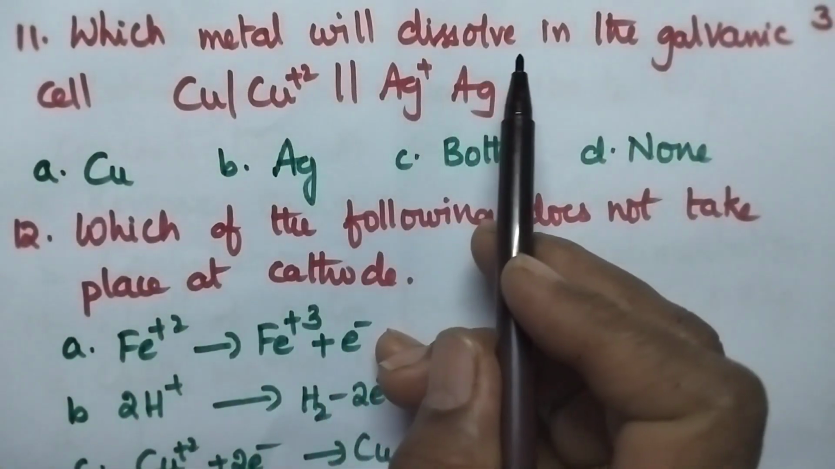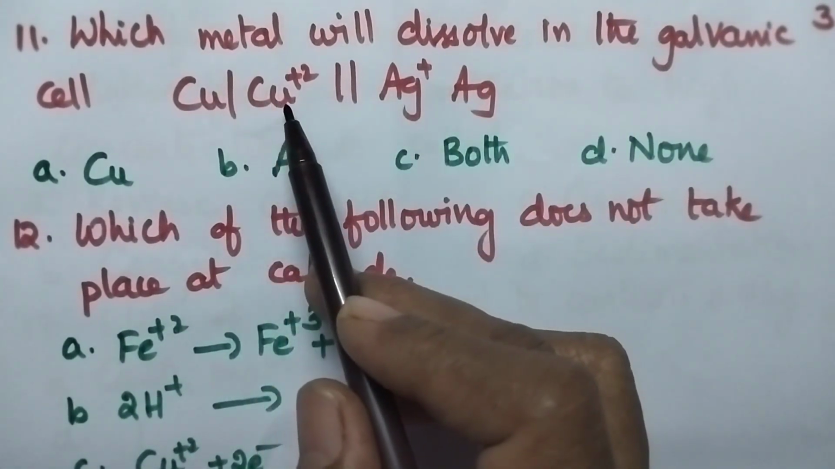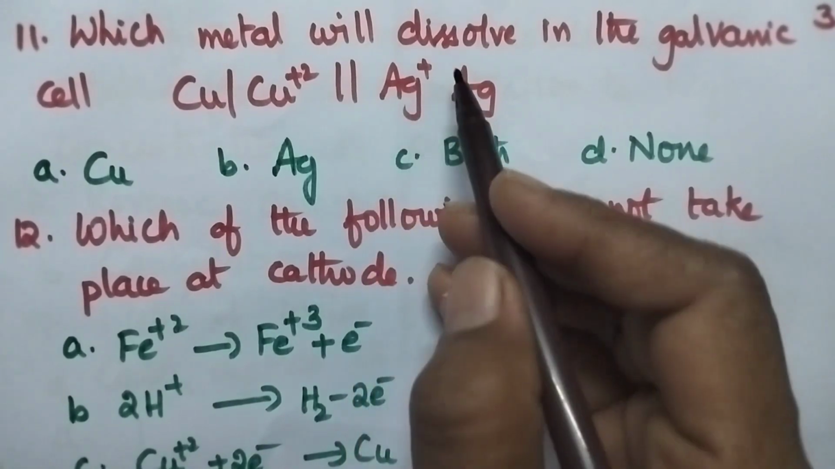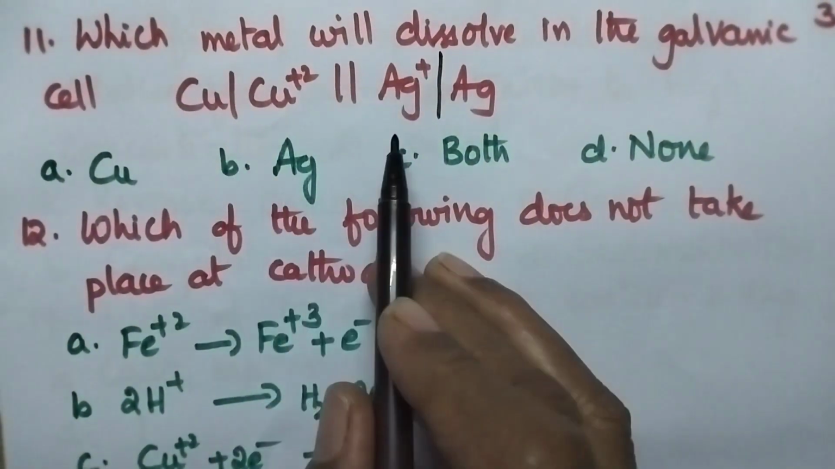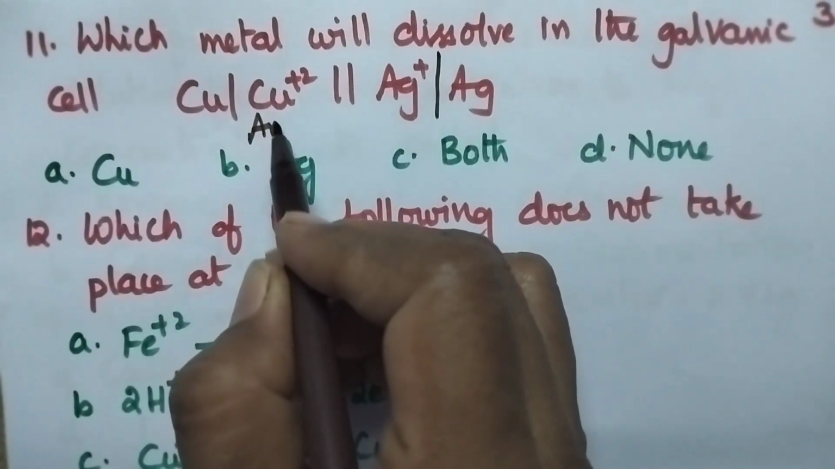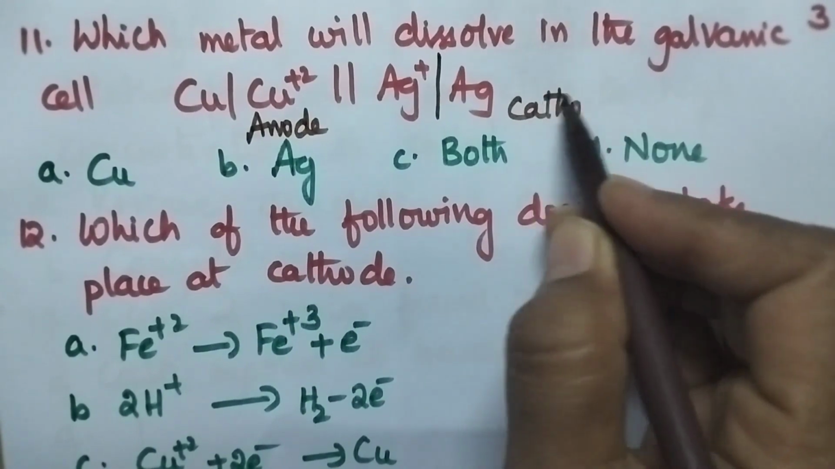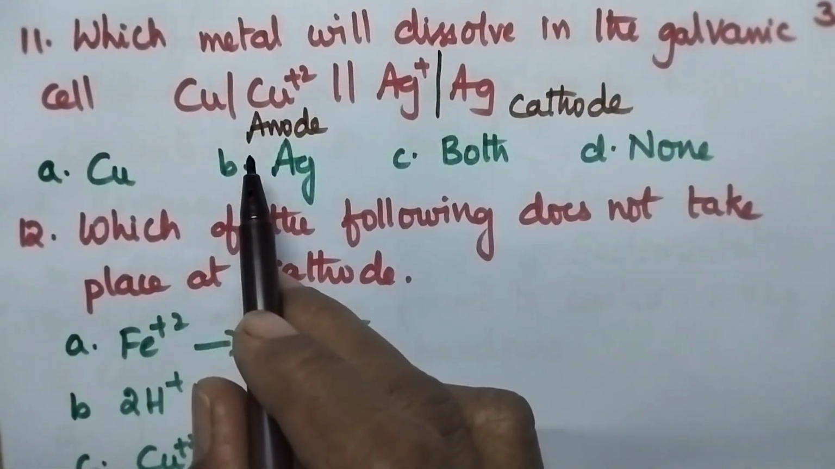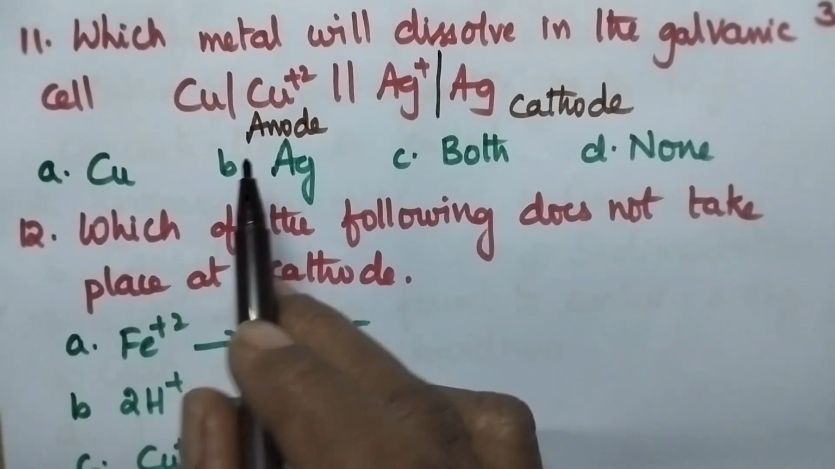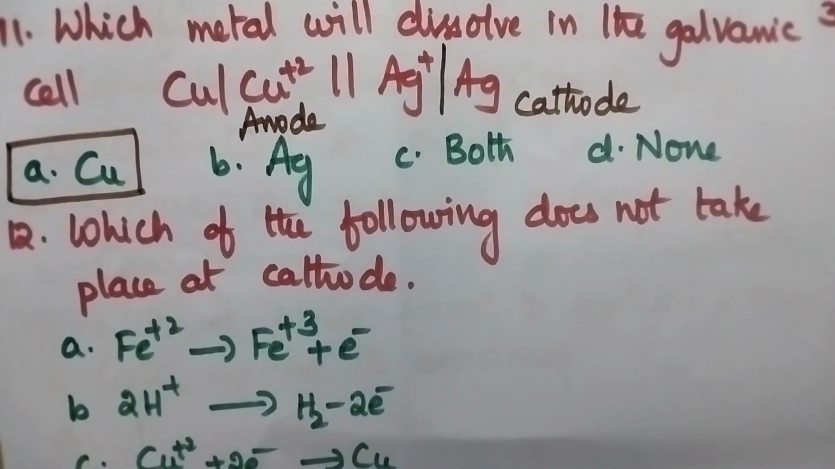Which metal will dissolve in the galvanic cell? Copper, Cu2+ ions, Ag+ and Ag. So it is a galvanic cell. Copper acts as anode, whereas silver acts as the cathode. So generally the metal which acts as anode will dissolve. Hence option A, copper, is the right answer.